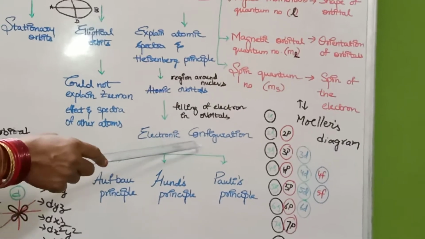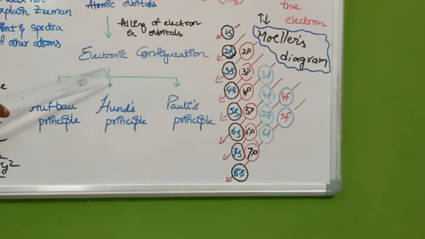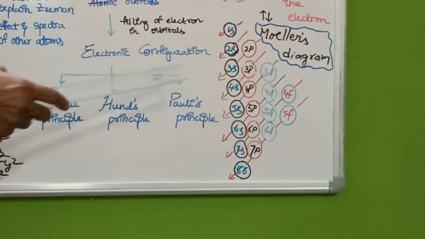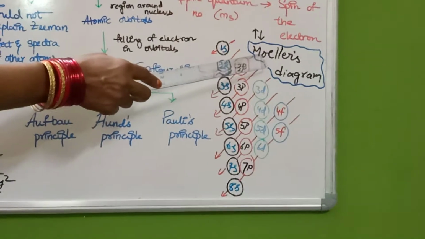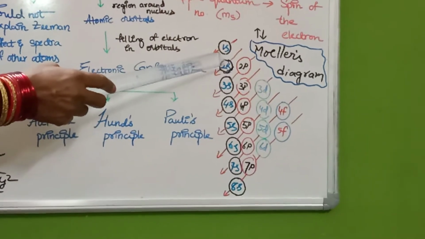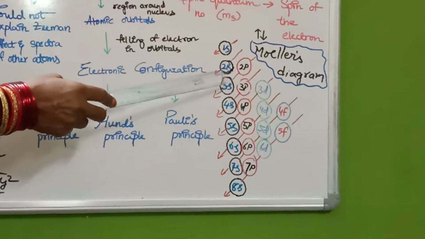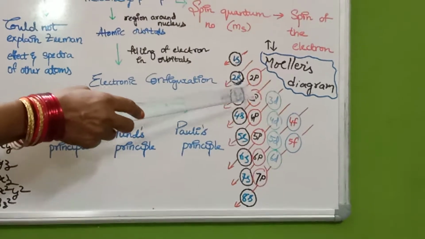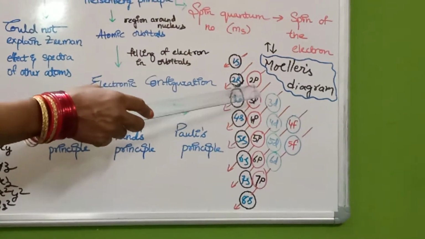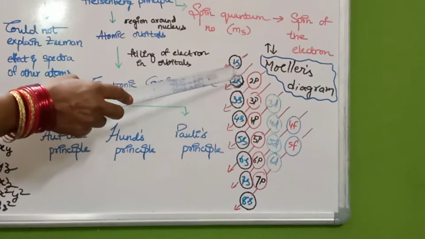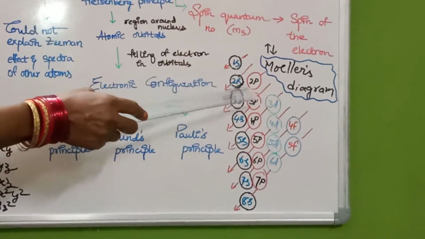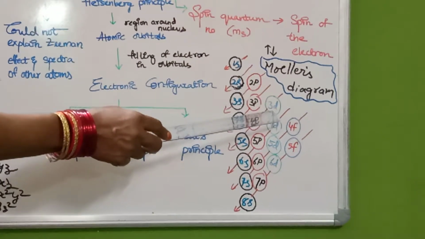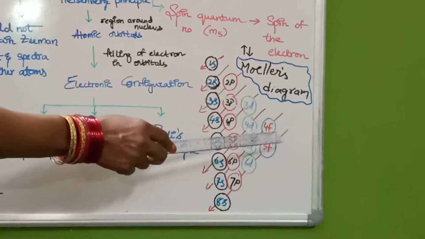Now the electronic configuration. This arrangement of electrons in different atomic orbitals is called electronic configuration. So here it follows the Aufbau diagram. After filling the 1s orbital, the incoming third electron goes into 2s. After filling this 2s orbital with 2 electrons, the next incoming electron occupies 2p. Here we must learn that the s orbital can accommodate 2 electrons, the p orbital can accommodate 6 electrons, the d orbital can accommodate 10 electrons, and the f orbital can accommodate 14 electrons.